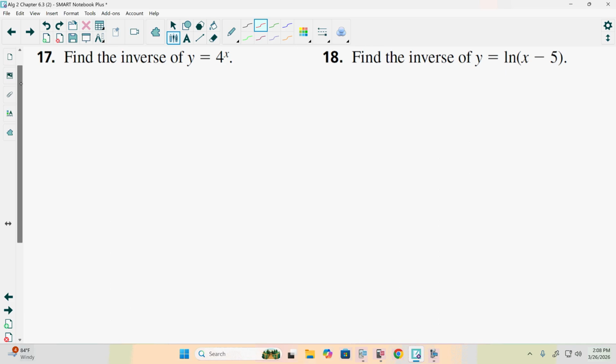We need to find the inverse of y equals 4 to the x power. Already in y equals, so the first thing we can do, I'll just rewrite it, is switch the x and y. Now for us to be able to get the y out of the exponent, we're going to have to use logarithms. They're going to undo our exponential function. And we're not going to apply just log of anything. We're going to apply log base what? 4.